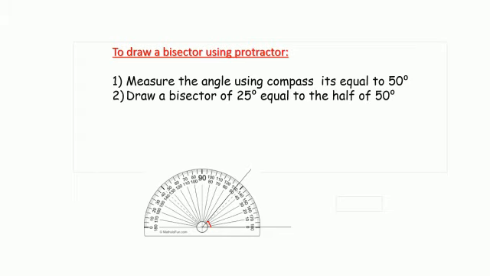What is the bisector? A bisector cuts the angle into two equal parts. So 50 divided by 2 is equal to 25. So we put a point at the 25 over here. Then we draw the segment through 25. So this segment is the bisector.